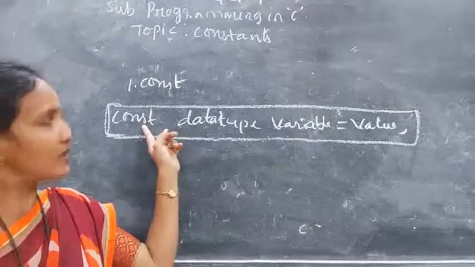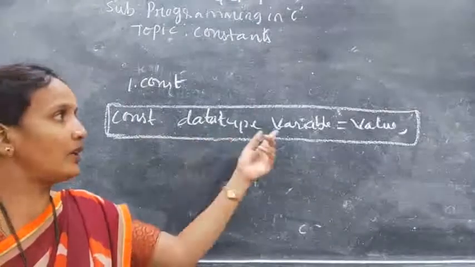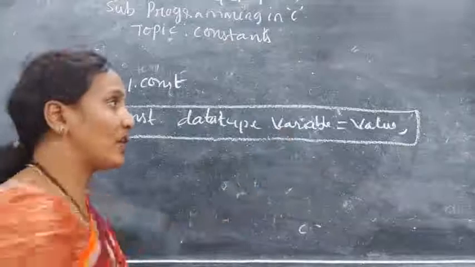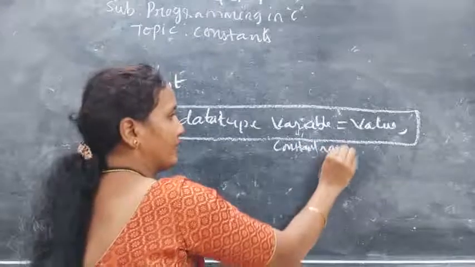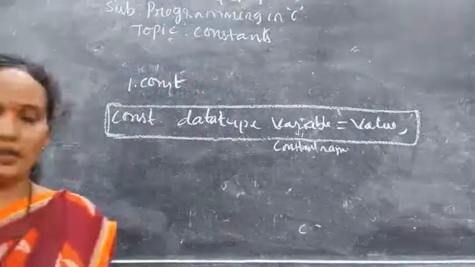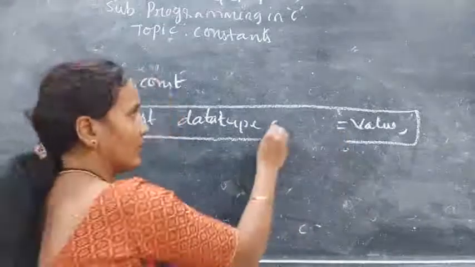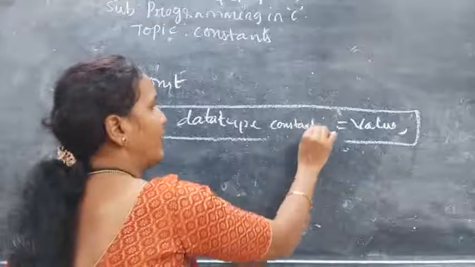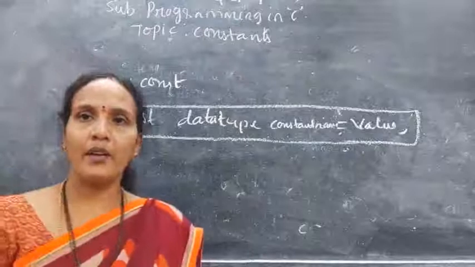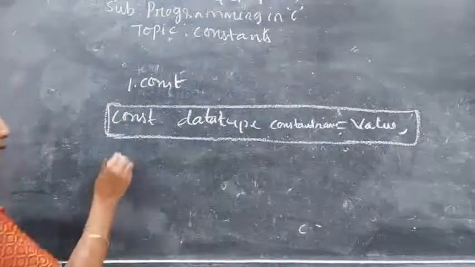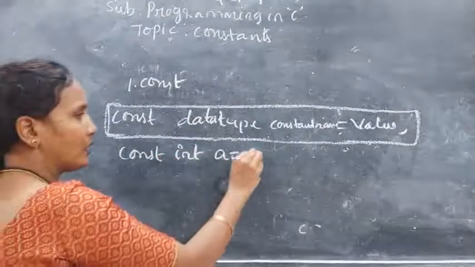Const is a keyword, data type is the type of value you are storing. Here you can write a variable or a constant name. Constant name also you can write. Equals to value. Instead of variable, you write the constant name only. Constant name equals to value. Now I'll give you one example. Const int a equals to 10.